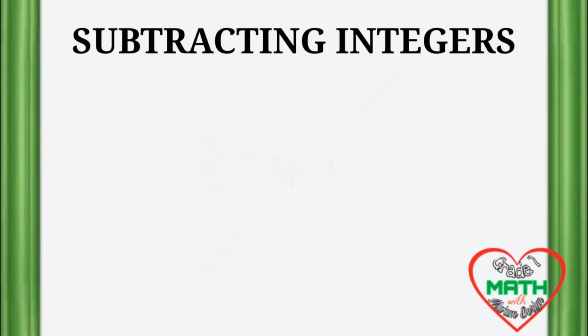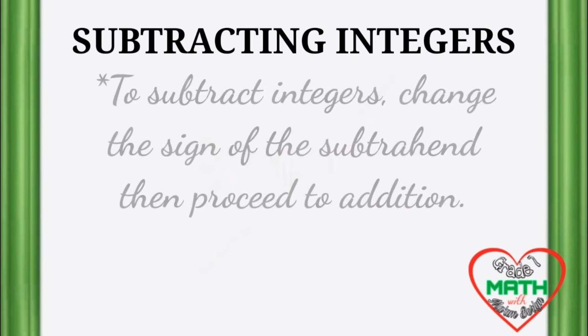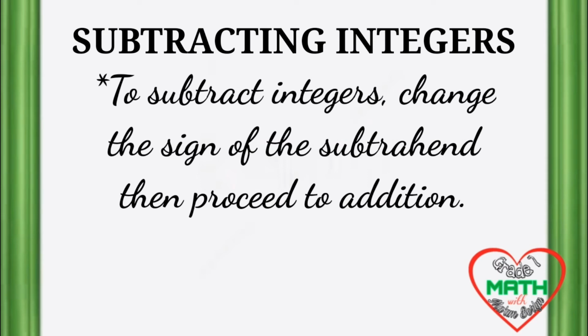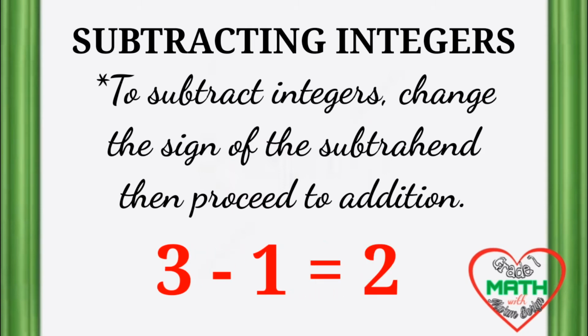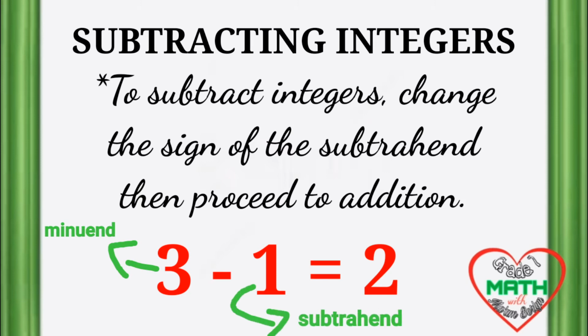Subtracting integers. To subtract integers, change the sign of the subtrahend, then proceed to addition. Now, what is subtrahend? Let's recall. In subtraction, the first term is what we call the minuend. The second or last term is what we call the subtrahend, and the answer is what we call the difference.